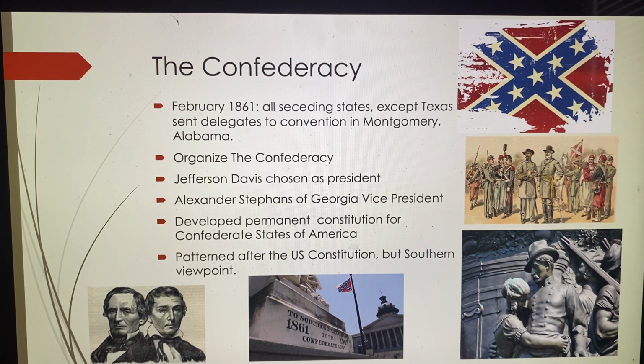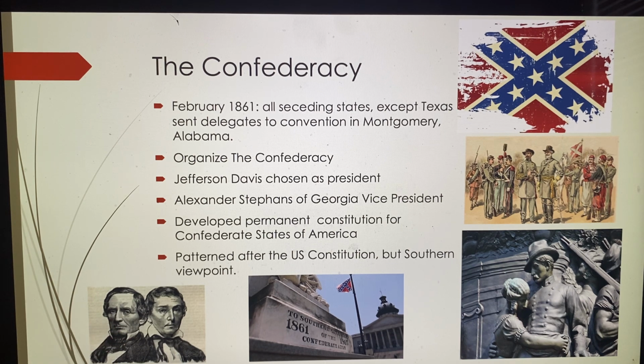So let's talk about this Confederacy. Well, in February 1861, all of these states that seceded from the Union, except for Texas, got together at a convention in Montgomery, Alabama. Their convention was to organize the Confederacy. The president would be Jefferson Davis, chosen as the president of the Confederacy. And Alexander Stephens, whom I mentioned before, of Georgia, would be the vice president.